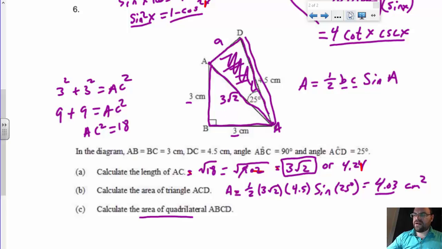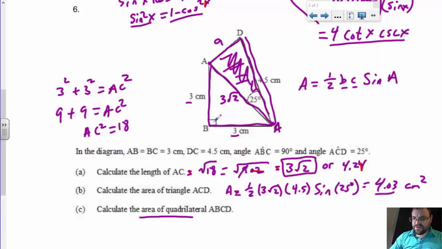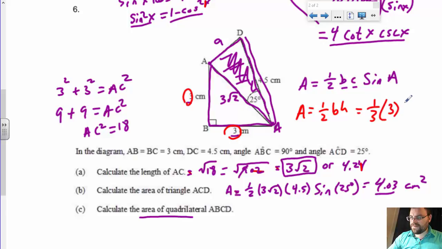So we'll just find the area of this right triangle, which is pretty easy because the area of the right triangle is 1/2 base times height, and I know that the base is 3 and the height is 3, and this is a right angle. So it's basically 1/2 of 3 times 3, which is 9/2. So I'm going to basically add 9/2 to this other area, and that will give me this answer. Okay, 9/2, of course, is 4.5.